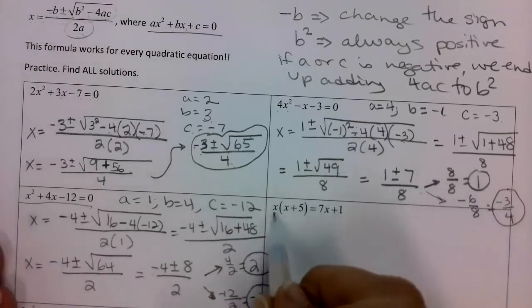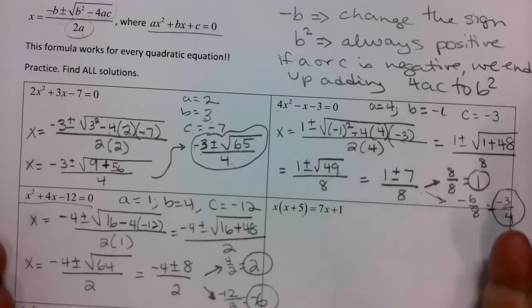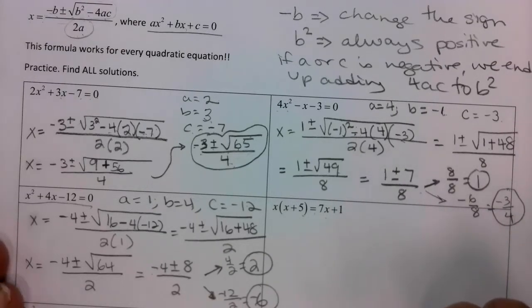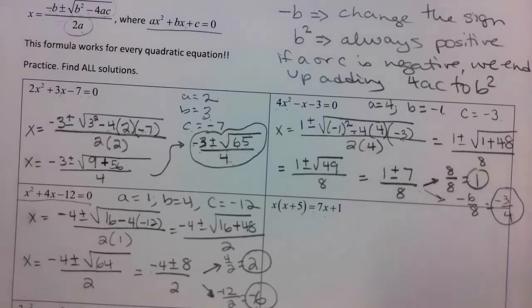Okay. Oh gosh, I have x times the quantity x plus 5 equals 7x plus 1. This is not at all in standard form. In fact, it's decidedly not in standard form. So how are we going to get from here to where we need to be? Right. Get rid of the parentheses. Get a 0 on one side. So let's distribute the x. Then we'll do some subtracting.